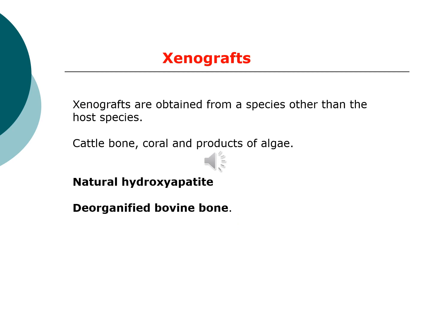Next, we have xenograft. These are grafts obtained from animal origin. It can be from cattle bone, or coral, or a product of algae. So we have natural hydroxyapatite and deorganified bovine bone.